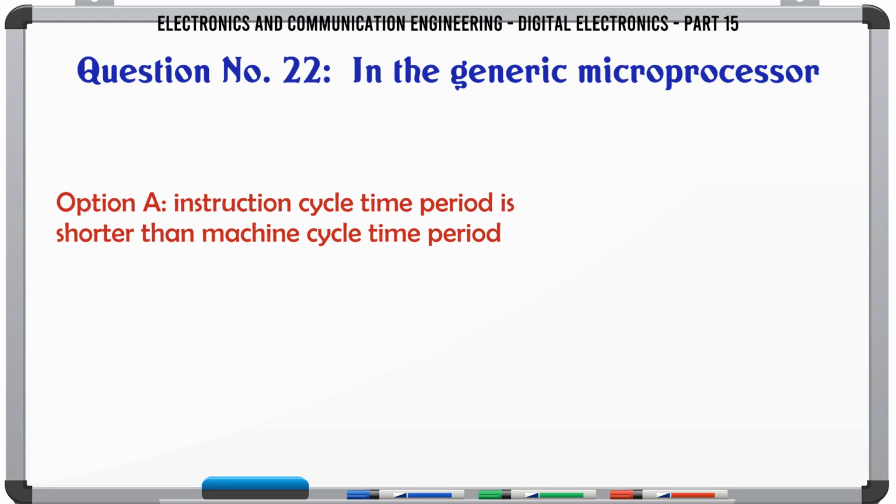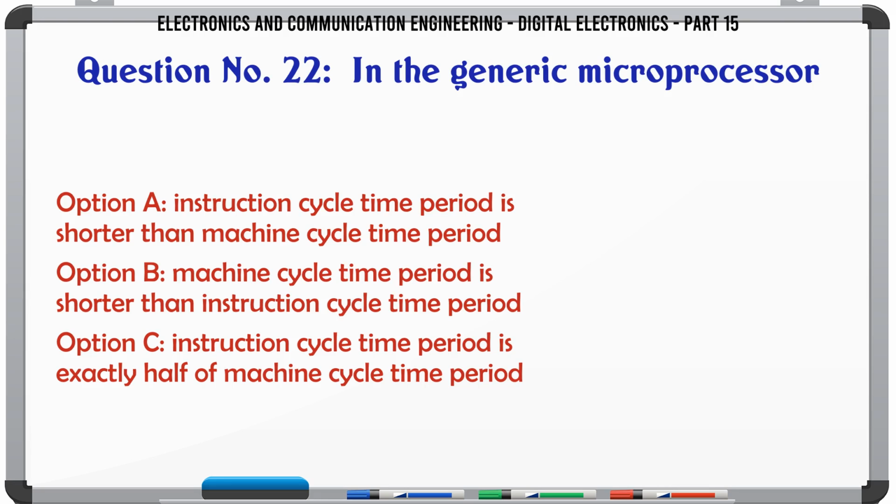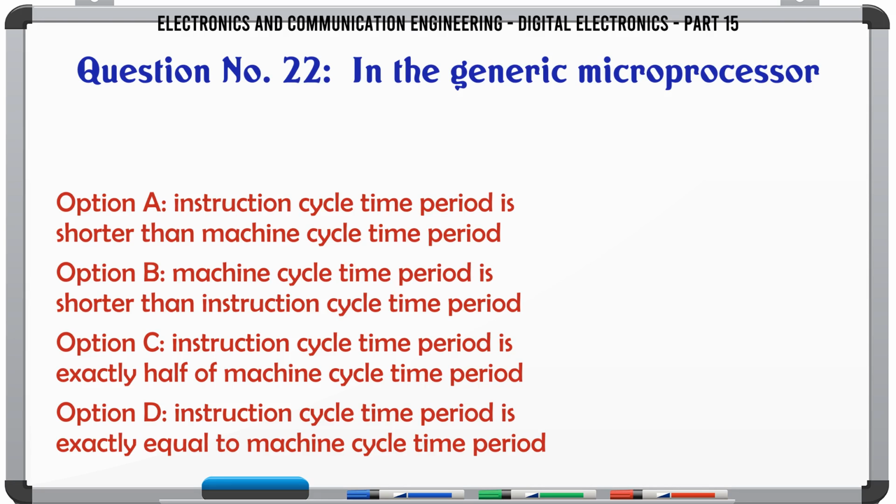In the generic microprocessor, A. Instruction cycle time period is shorter than machine cycle time period.